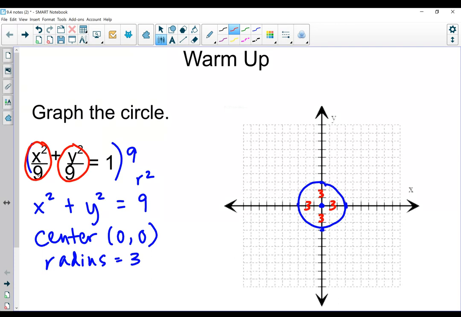So I really want you to think about how in this problem the numbers are the same, but I could use different numbers for the x and the y and how that would affect what that graph looks like.